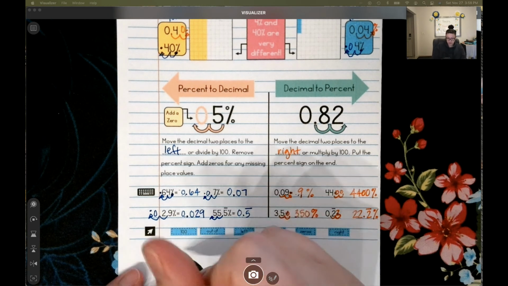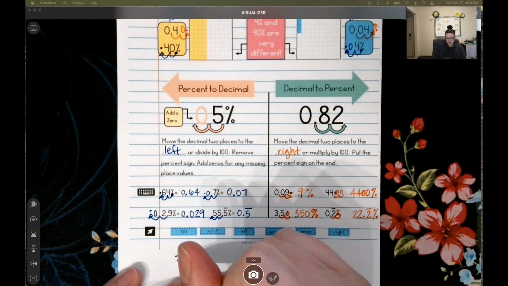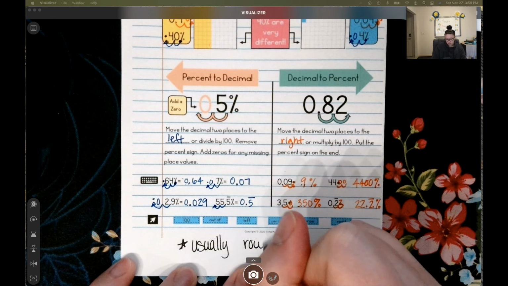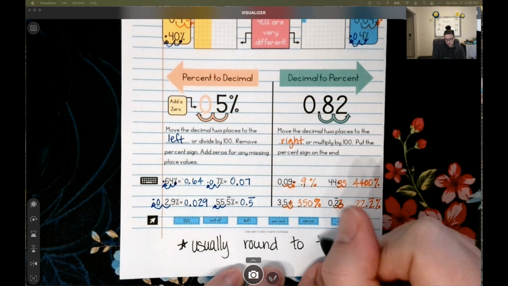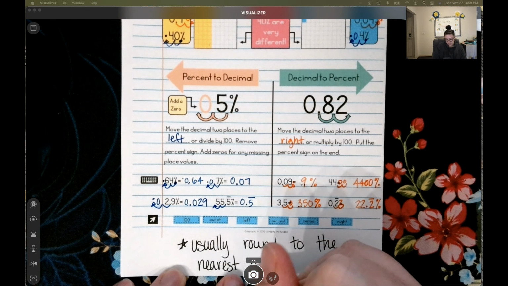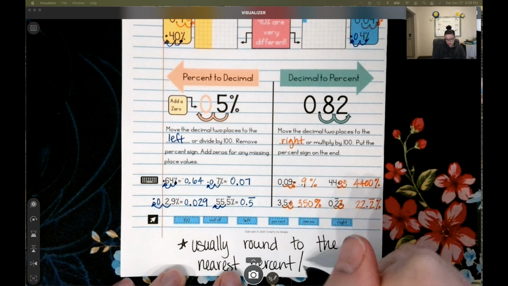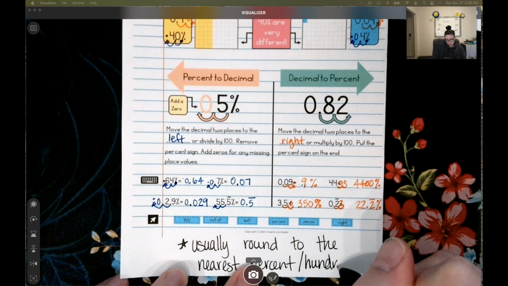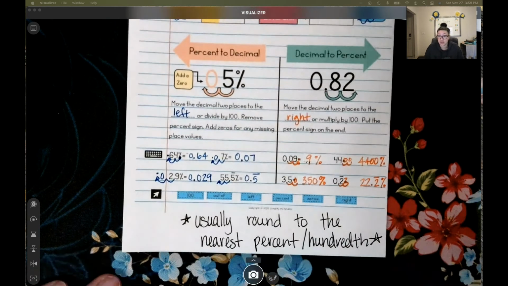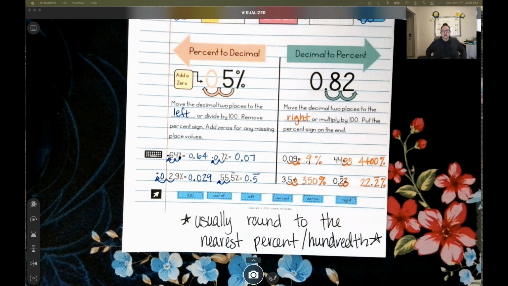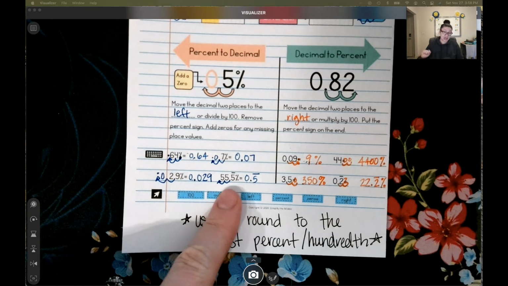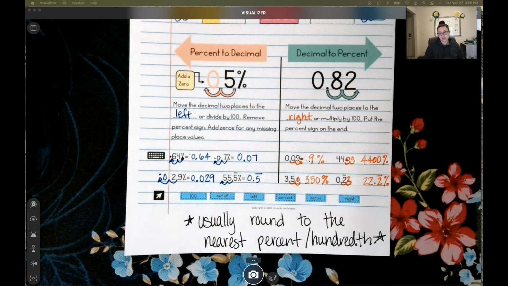Most of the time, they will usually round to the nearest percent or the nearest hundredth. Again, it is possible to get more than 2 numbers past the decimal place, but for our purposes, instead of writing 2's forever and ever, instead of writing 5's forever and ever, we usually just round to the nearest percent.